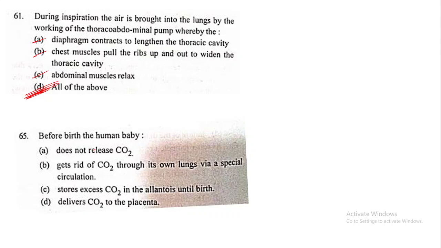Before birth, the human body does not release CO2. Is it so? No, they do release. They get rid of CO2 through their own lungs via a special circulation? No, I have already explained. The first time a baby breathes or comes in contact with atmospheric air is when it is delivered, or when it is out of its mother's womb. It stores excess CO2 in the allantois until birth? No, it excretes it out, and this happens through the placenta of the mother.